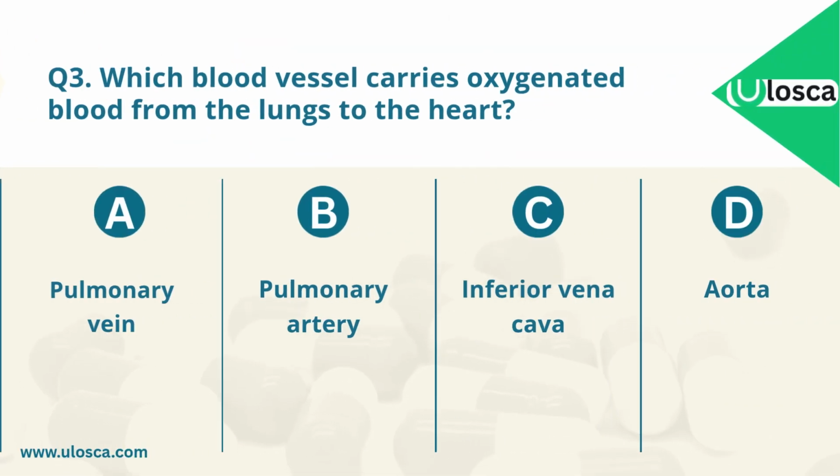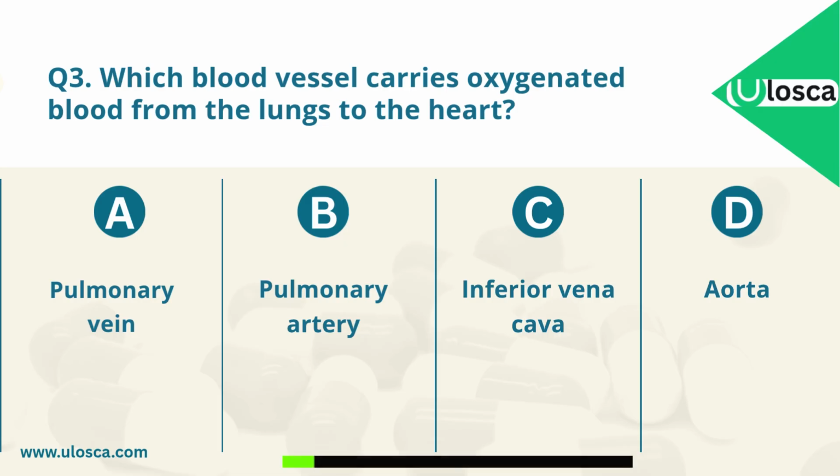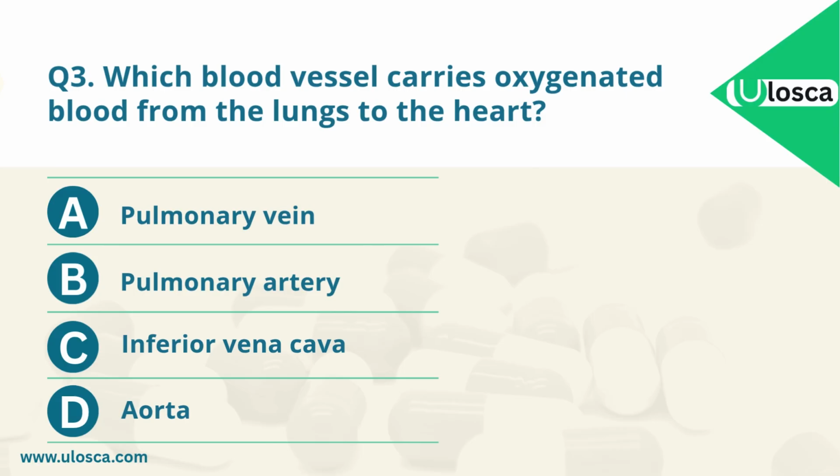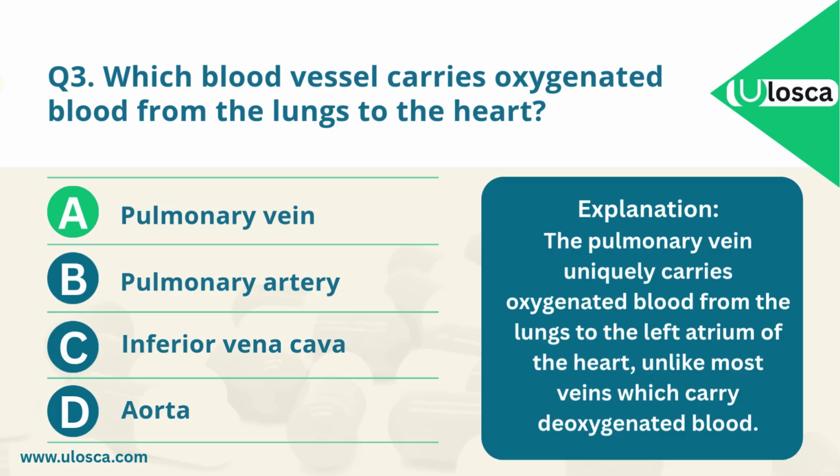Question 3. Which blood vessel carries oxygenated blood from the lungs to the heart? A. Pulmonary vein. B. Pulmonary artery. C. Inferior vena cava. D. Aorta. Which one is the correct answer? The correct answer is A. Pulmonary vein. Explanation. The pulmonary vein uniquely carries oxygenated blood from the lungs to the left atrium of the heart, unlike most veins which carry deoxygenated blood.